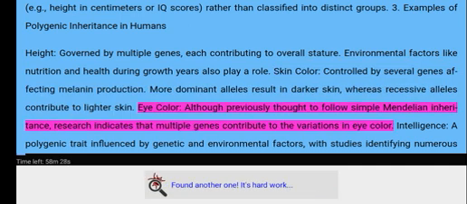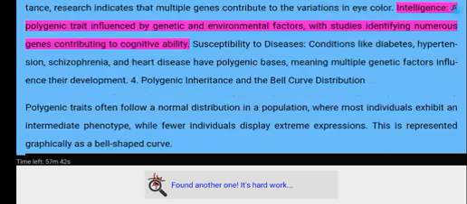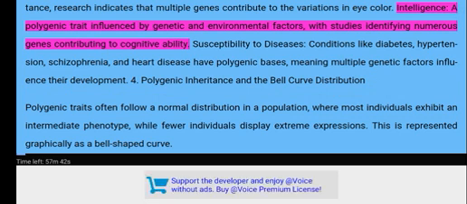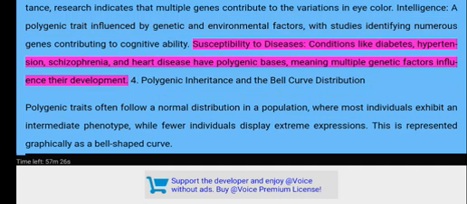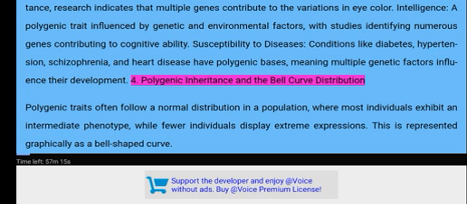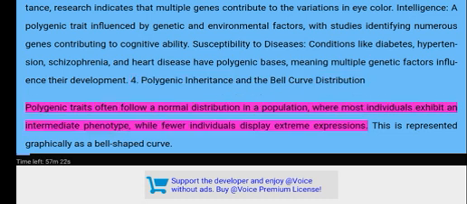Eye color. Although previously thought to follow simple Mendelian inheritance, research indicates that multiple genes contribute to the variations in eye color. Intelligence, a polygenic trait influenced by genetic and environmental factors, with studies identifying numerous genes contributing to cognitive ability. Susceptibility to diseases. Conditions like diabetes, hypertension, schizophrenia, and heart disease have polygenic bases, meaning multiple genetic factors influence their development.